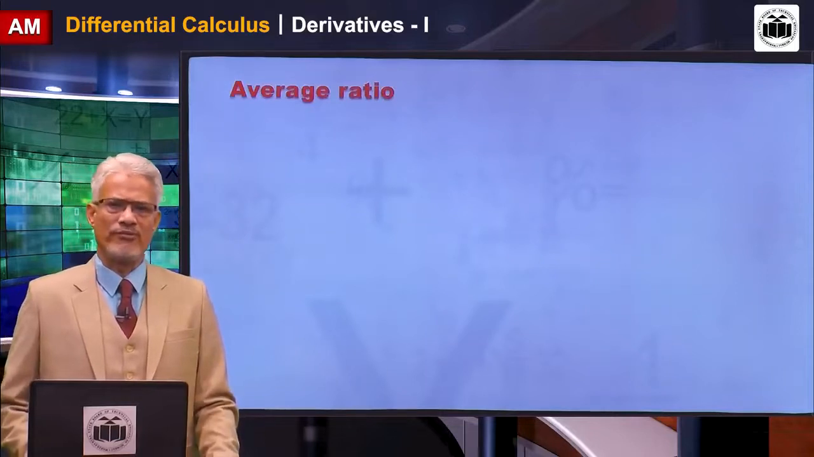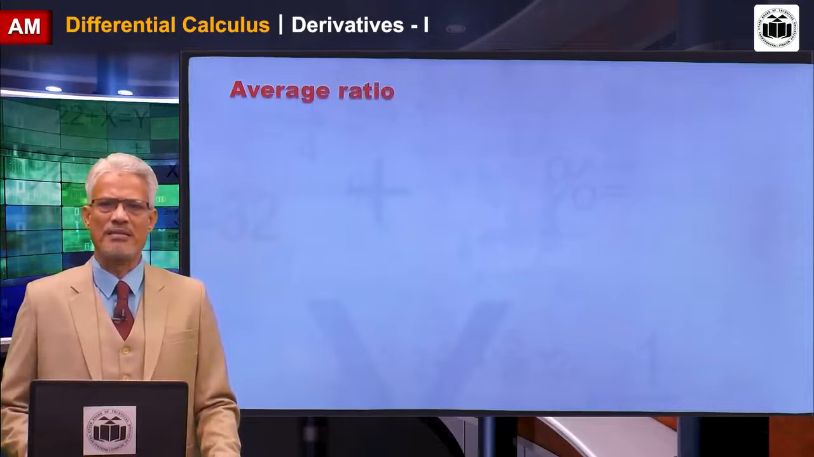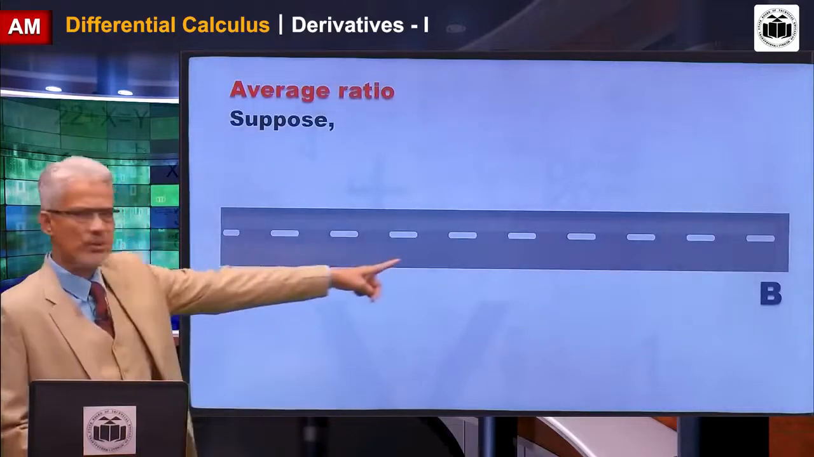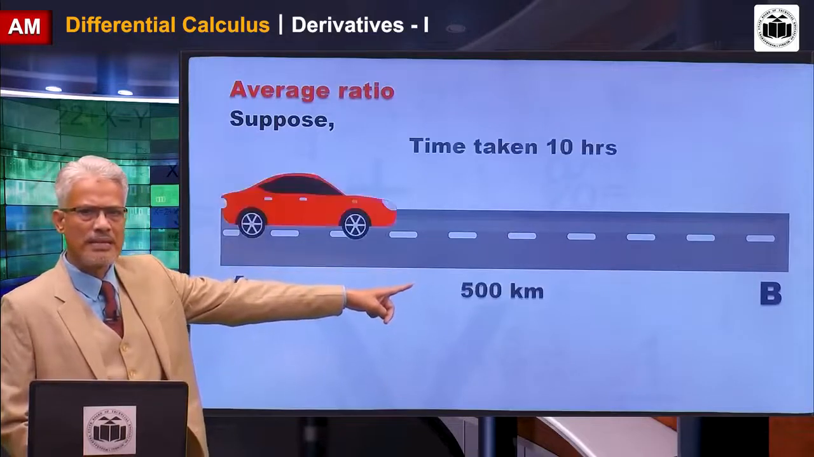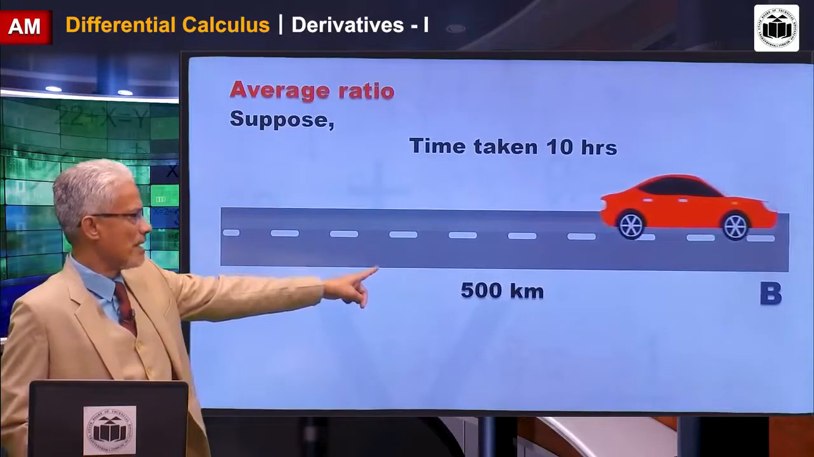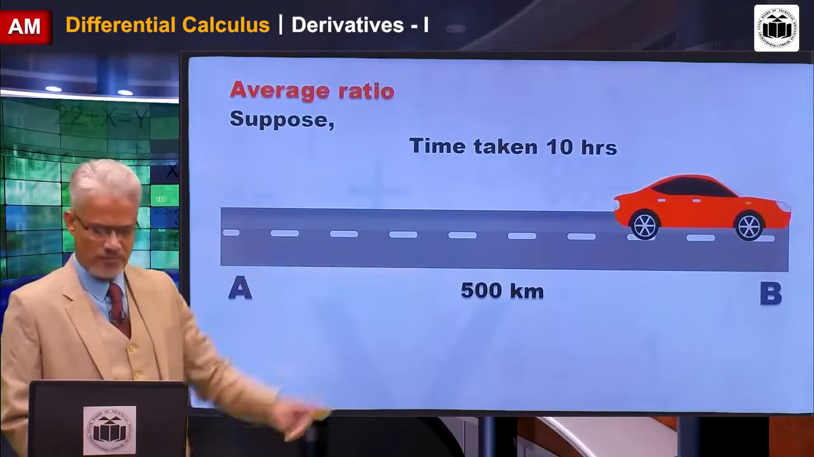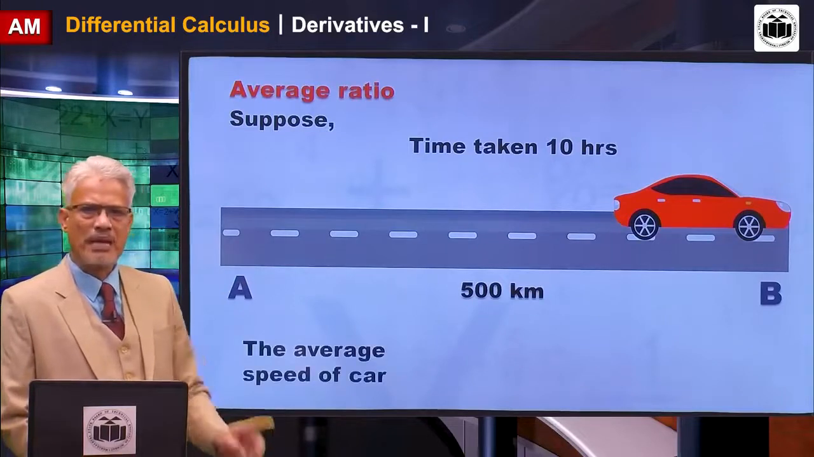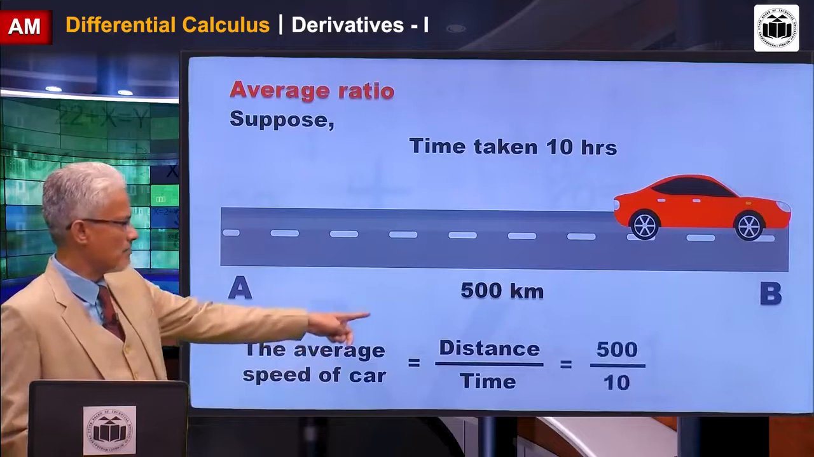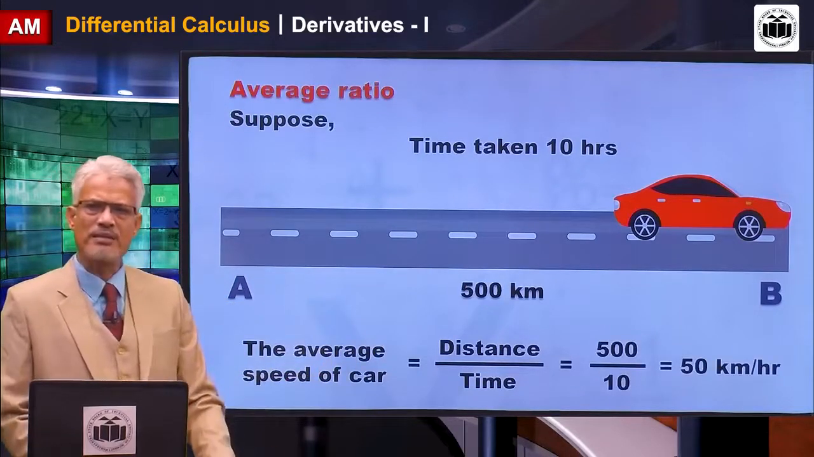Now we are going to define, for the basic concept of differentiation, what is average ratio. Suppose A and B are two distinct points. A car starts from the point A, it travels 500 km and reaches point B after 10 hours. Then the average speed of the car is, we know, distance upon time, that is 500 upon 10, that is 50 km per hour. Now you see the second situation.